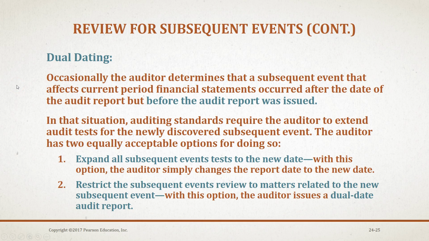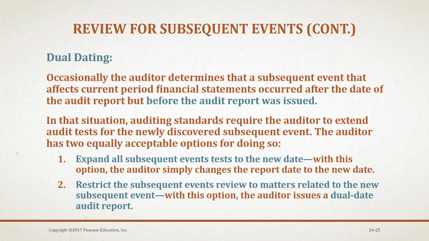Dual dating. I'd like you to make a notation here on your slides that this step has really become very, very rare now. This would come up with a subsequent event after the balance sheet date, after the date of the audit report, but before the audit report was issued. In a situation where you have this discovery, auditing standards require the auditor to extend the audit tests for the newly discovered subsequent event. So in other words, you need to expand your procedures.